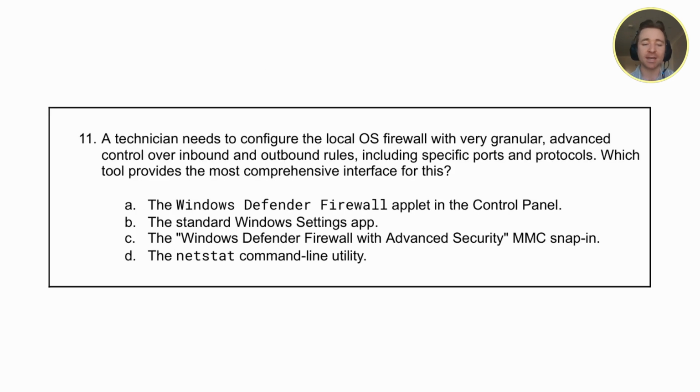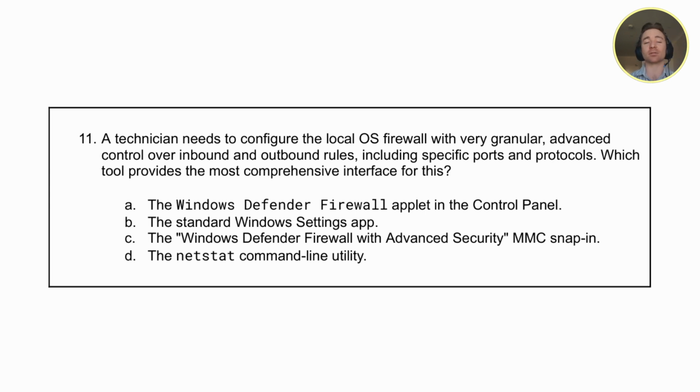The next question reads, a technician needs to configure the local OS firewall with very granular advanced control over inbound and outbound rules, including specific ports and protocols. Which tool provides the most comprehensive interface for this? A, the Windows Defender Firewall applet in the control panel. B, the standard Windows settings app. C, the Windows Defender Firewall with Advanced Security MMC snap-in, or D, the netstat command line utility.